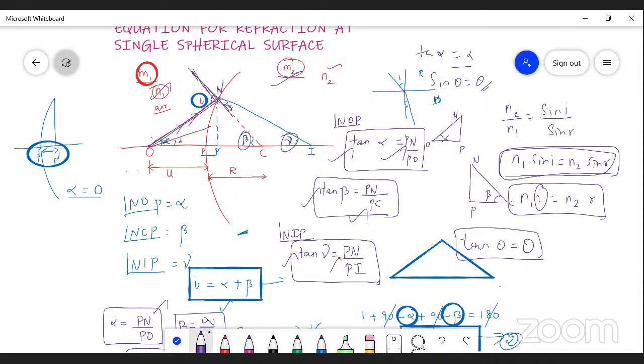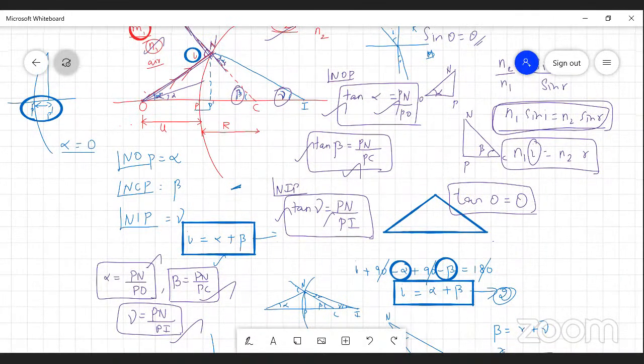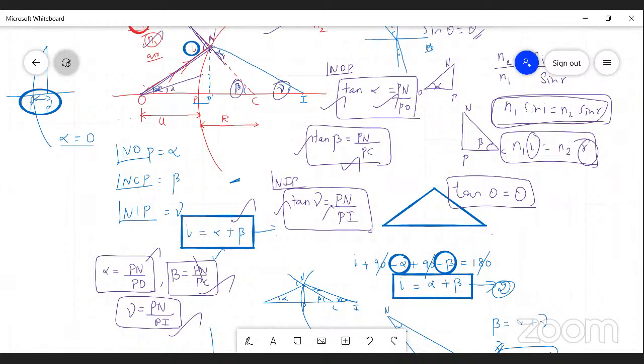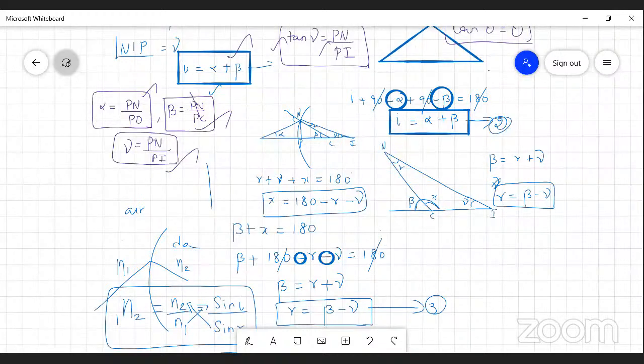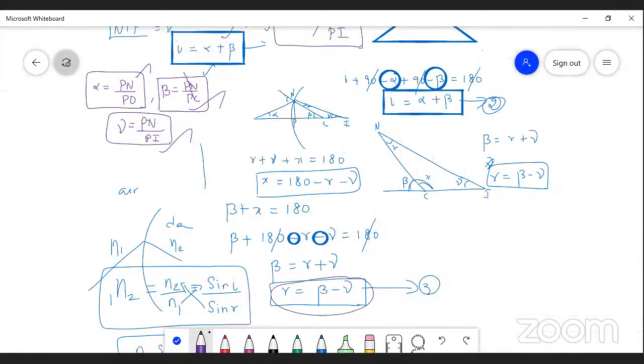Now I want to calculate this i value. What is i? Angle of incidence. i is the angle NOP. See this, i is equal to alpha plus beta. And what is the r value? The r value is the angle of refraction. See this, r is equal to beta minus gamma. So I know the i value and r value.